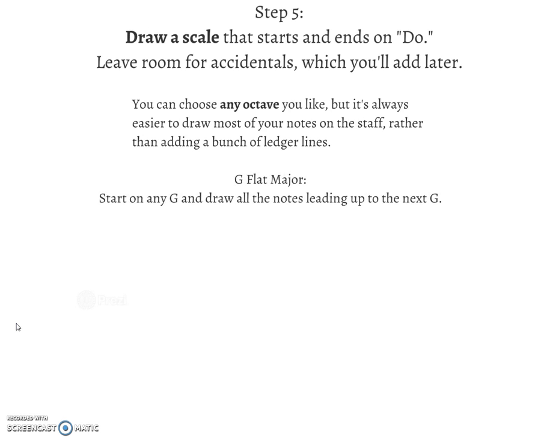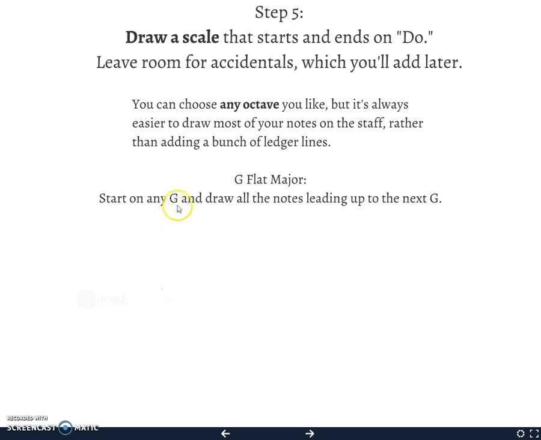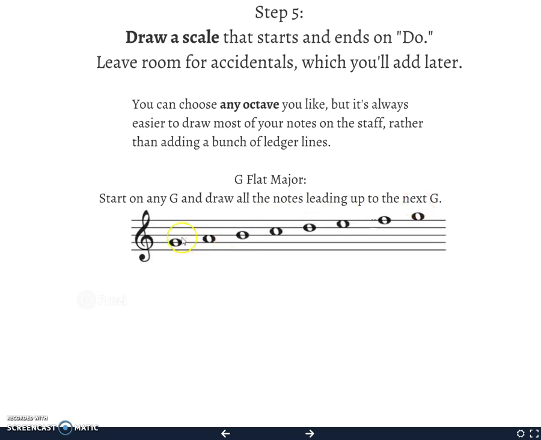So let's use G flat major. You can start on any G. You're going to draw a G, and you're going to draw all the notes leading up to the next G, like this. There's a G, line, space, line, space, line, space, all the way to the next G.